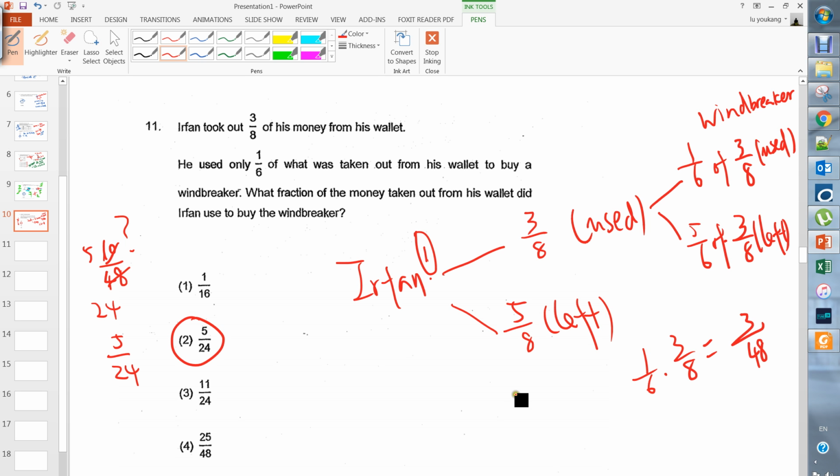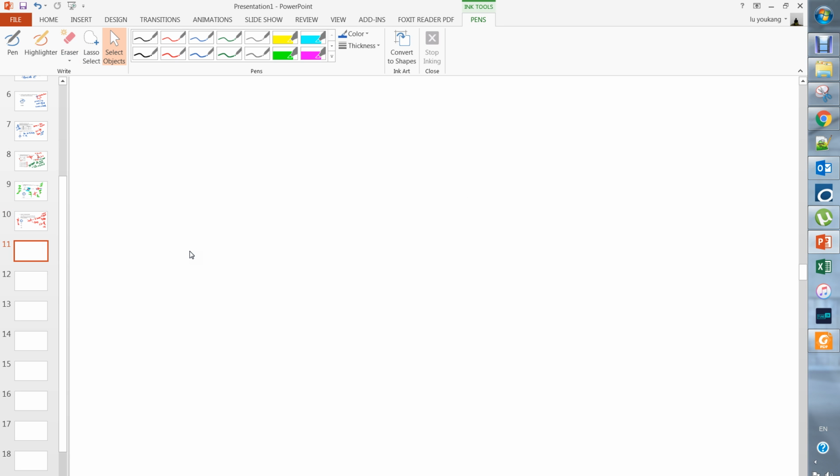No. So you can actually divide by 3. Divide by 3, you get 16. So the answer is actually 1 over 16. Okay, so you know how to use this branch method already now? I'm going to give you one more example, so you keep practicing this branch method.